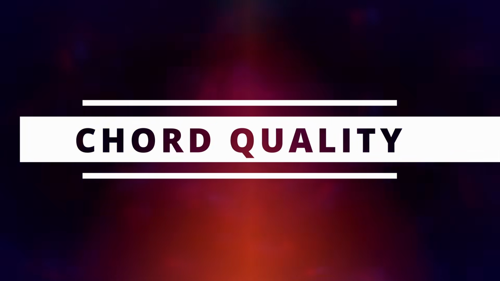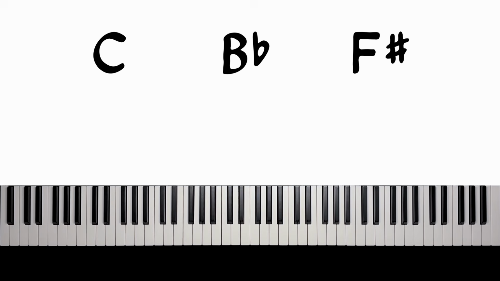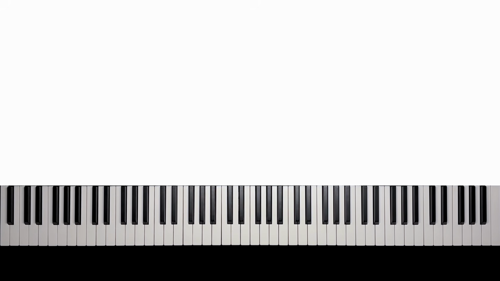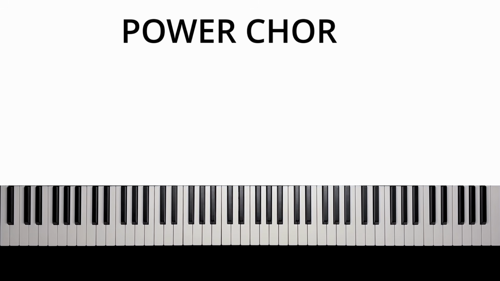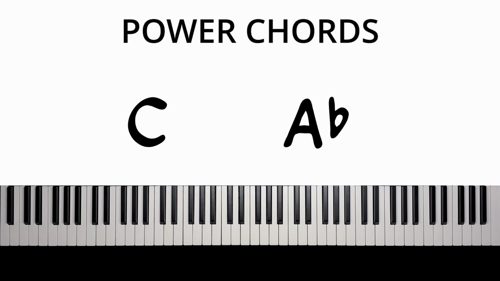Let's talk about chord quality. You already know how to write major and minor chords, but there are chords that are neither of those things. The first example would be so-called power chords, which consist only of the root note and the fifth, without a third that would determine the major or minor quality of our chord. It's most commonly written by adding a 5 to our root note.